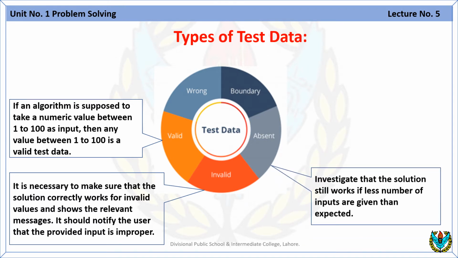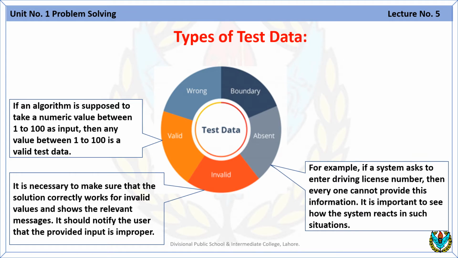Absent data. It is also important to investigate that the solution still works if fewer inputs are given than expected. For example, if a system asks to enter a driving license number, then everyone cannot provide this information. It is important to see how the system reacts in such situations.